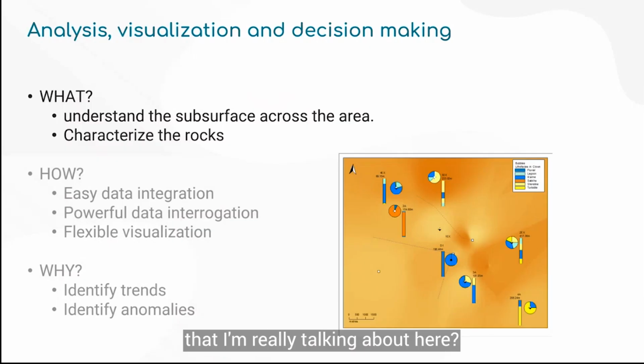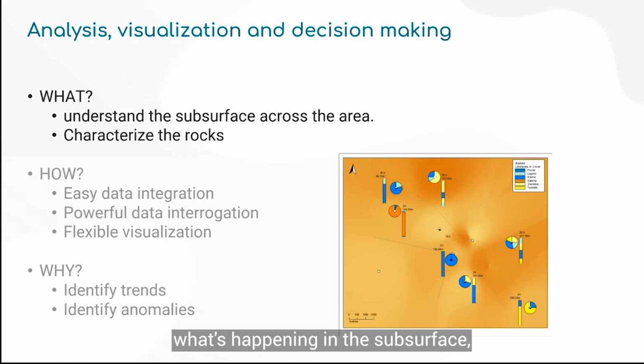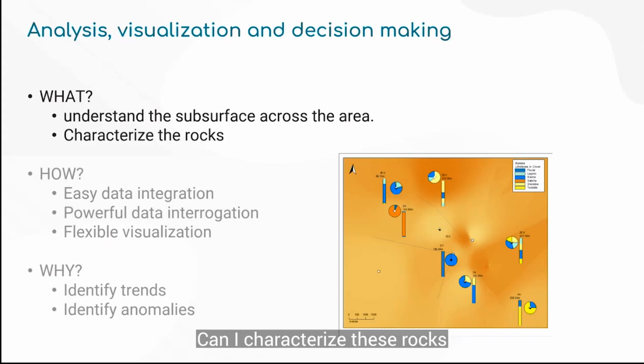But what is it that I'm really talking about here? What is it that we're trying to understand? What are the questions I'm asking of our data? Ultimately, we as geoscientists are trying to understand what's happening in the subsurface. What is happening in this particular area that I'm interested in? Can I find analogues elsewhere? Can I characterize these rocks with the parameters, with the data that I have, in a way that makes sense with what I'm seeing in the data?